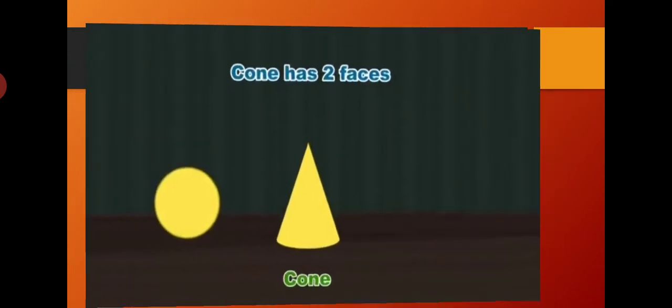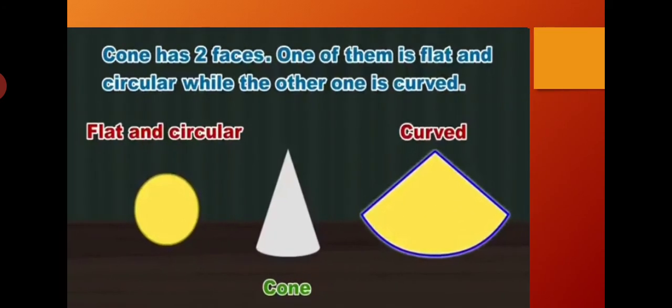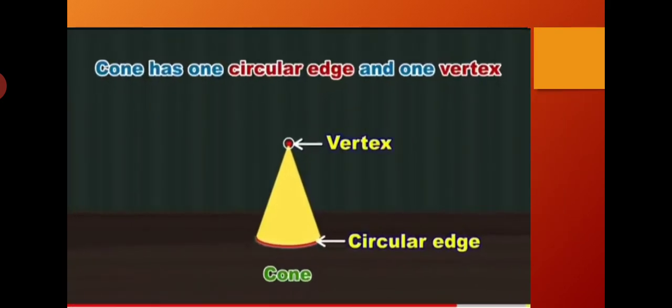Next you can see cone. A cone has 2 faces. Look at the 2 faces. One is flat and circular and the second one is curved. Now you can see the cone has 1 circular edge at the bottom side and it has 1 vertex at the topmost side. So a cone has 2 faces, 1 edge and 1 vertex.